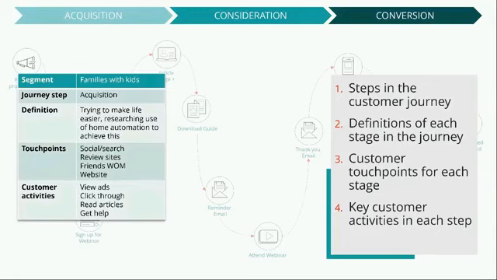So then their customer activities would be things like viewing ads, clicking through from the ads, reading articles, and looking for help. That's a very brief look at what a customer journey map looks like. As I said, it's a whole other piece of work that we're not going to get into in too much detail, because what we really want to do is create the digital relevancy map.